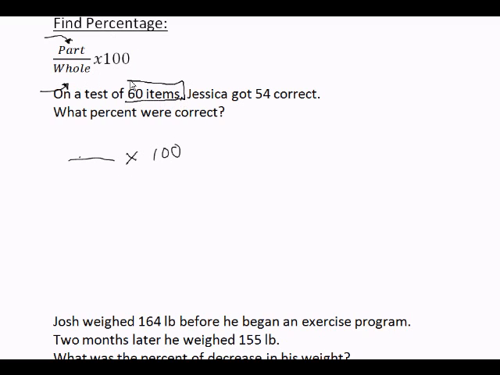On a test, there are 60 items, 54 correct. So what percent are correct? The whole is how many questions were there total, right? Out of the whole test, there were 60 questions. The number correct, we're looking for the part. The question is, what percent was correct? So how many did we get correct? The partial of the 60 questions, 54. 54 is the part, 60 is the whole.